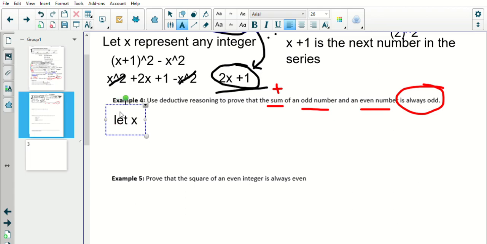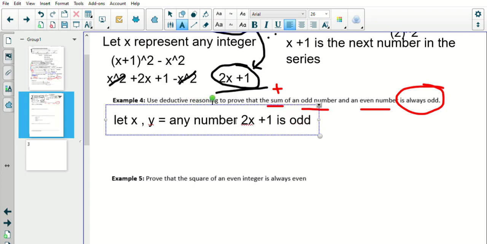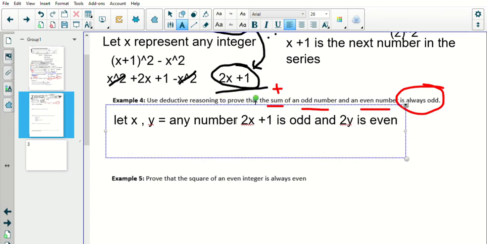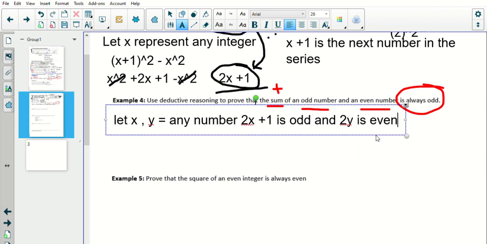Let x. Well, we have to decide, are these two numbers related? They're not. So therefore, I need two variables, x and y. So I say let x and y equal any number. And I can also say that 2x plus 1 is odd and 2y is even. Those are two true statements right there. Okay? And if I say that, then let's start working this out mathematically.